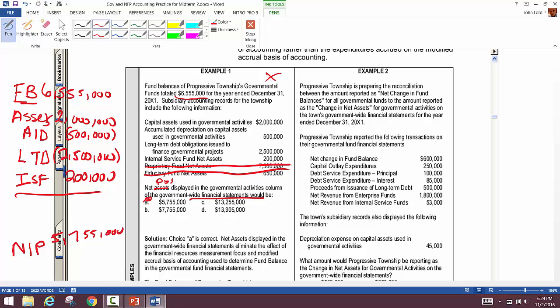Now there's also a second reconciliation, which reconciles the income statement. So if this reconciles the balance sheet, we're going to reconcile the income statement as well. So we're going to reconcile our modified accrual net income number, reported on our statement of revenues, expenditures, and changes in fund balance, to our full accrual governmental activities net income number, which is reported on the statement of activities, right? And we call one the change in fund balance, we call the other one the change in net position.